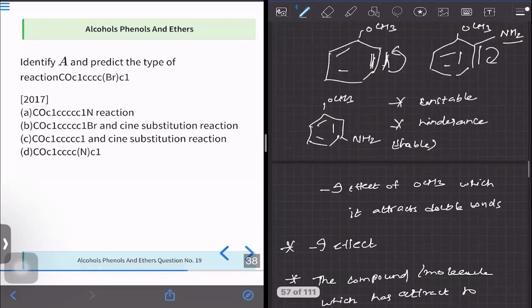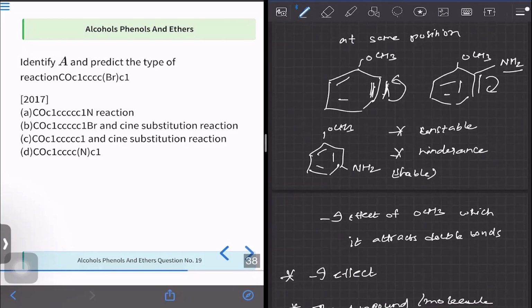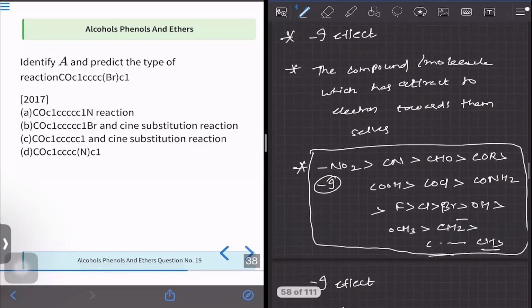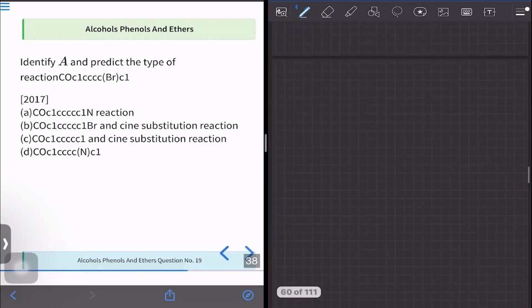In this question, due to the negative inductive effect of OCH3, it causes shift of bond towards that side. So there will be NH2 at meta position. This is known as cine substitution reaction. That is option C.